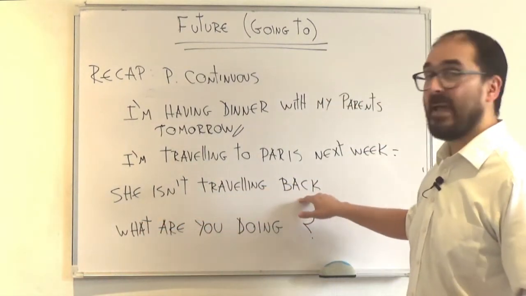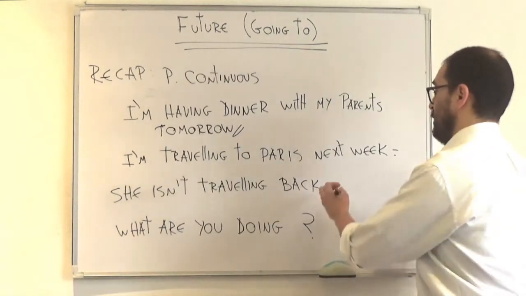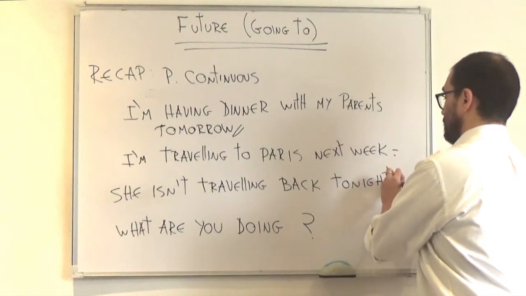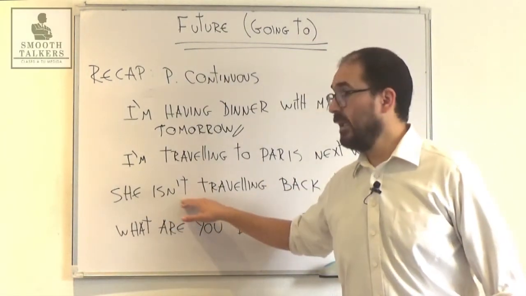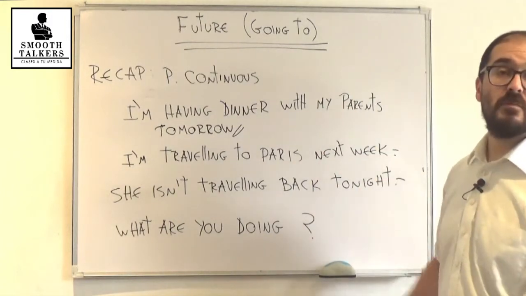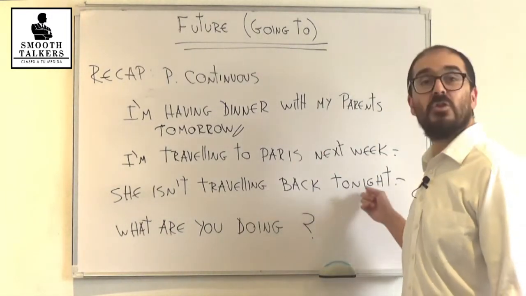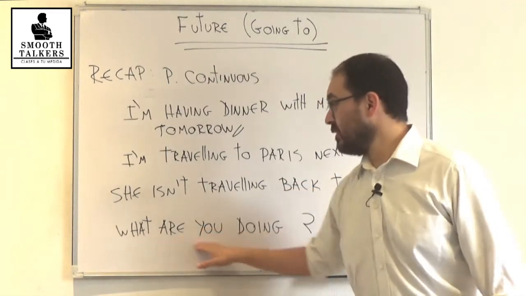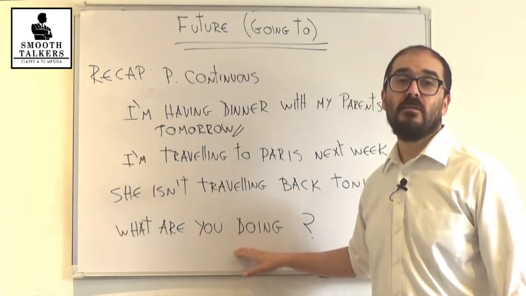Let's take a look at the third example. She isn't traveling back tonight. Again, a negative phrase and present continuous, and we can use it to talk about future plans. Okay? She isn't traveling back tonight. And this question, what are you doing?